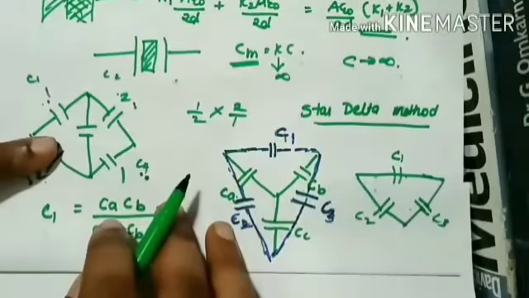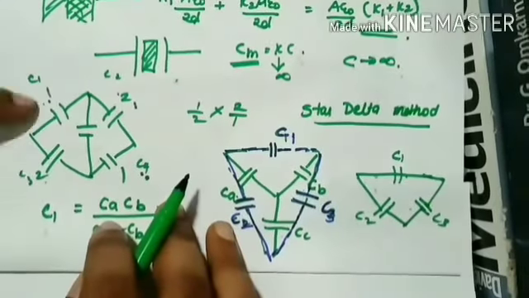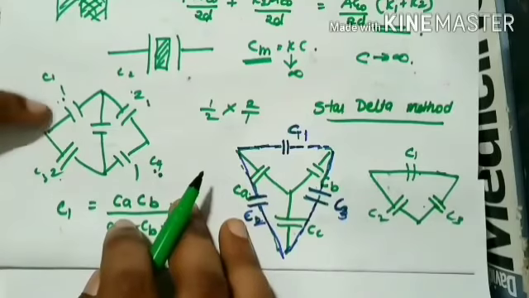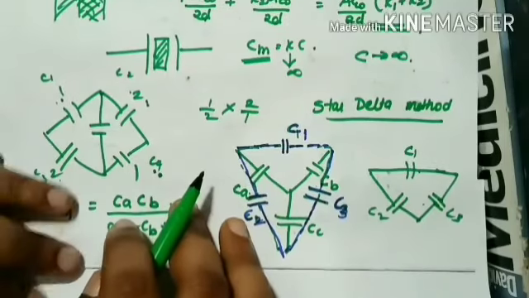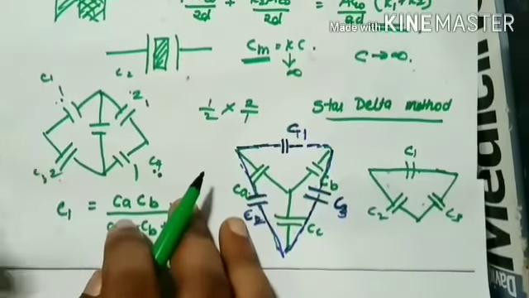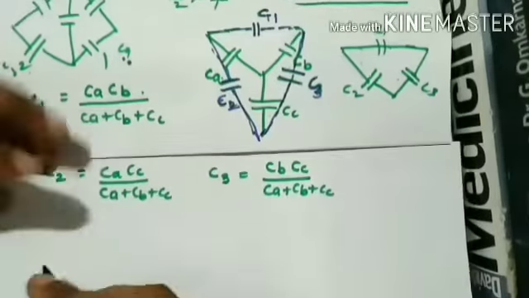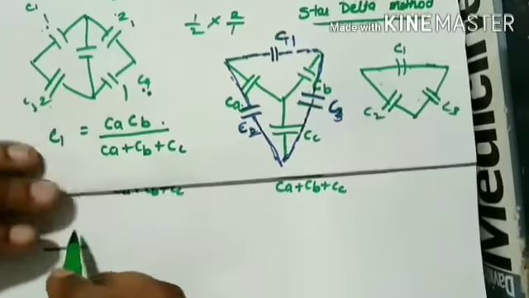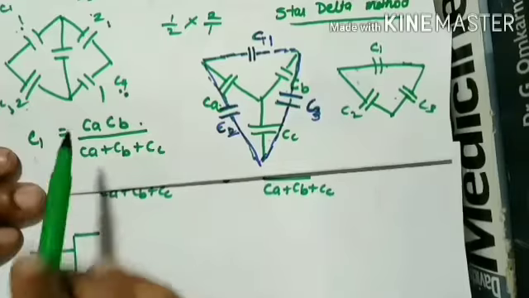Now this was your Wheatstone's bridge, right? Let's put some values. How can I redraw this diagram? Can I redraw this diagram? Right, I can redraw this diagram. How can I redraw? Let's see. This becomes like this. These two are parallel, right?